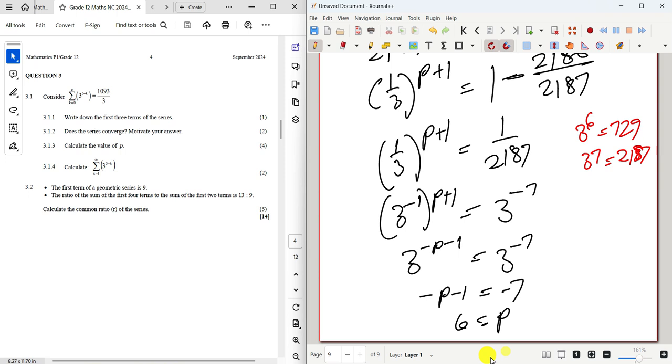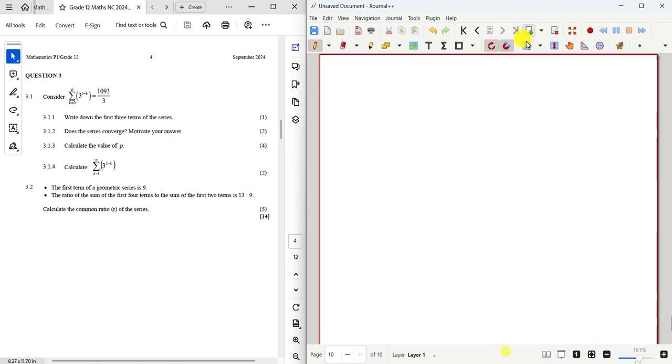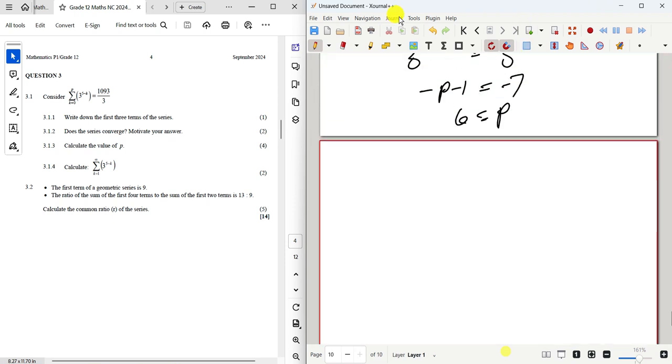Perfect. So the first question 2 was 15 marks, and this one is 14, so we must be done in 29 minutes. Okay? So we're done with 3.1.3. Happy? Perfect. Oh, we need a new page.